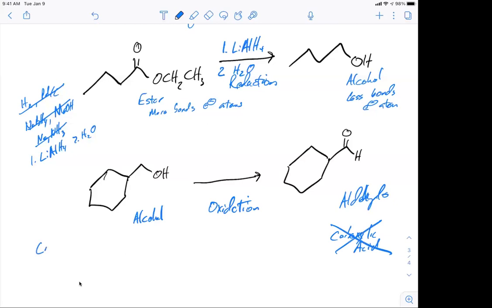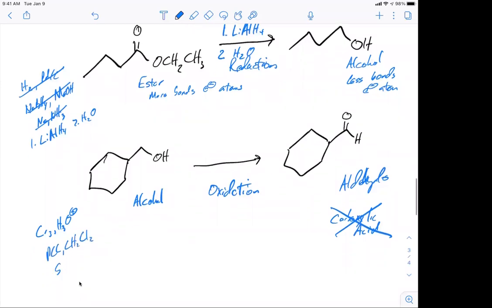So if we think about these, we have our chromic anhydride, right? We've got PCC and methylene chloride. We've got the Swern, and we've got the Dess-Martin, right? Of these, which of these will stop at the aldehyde? Well, these three would stop at the aldehyde. That one would not, right? That one would go all the way to the carboxylic acid.